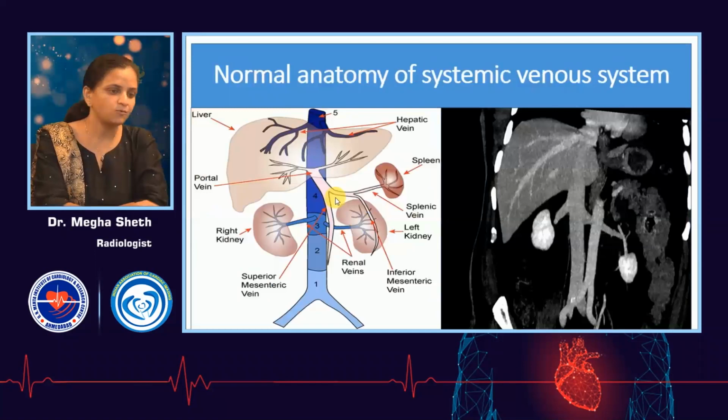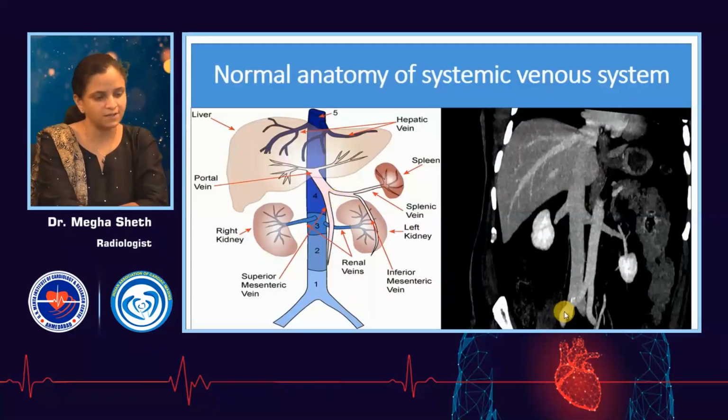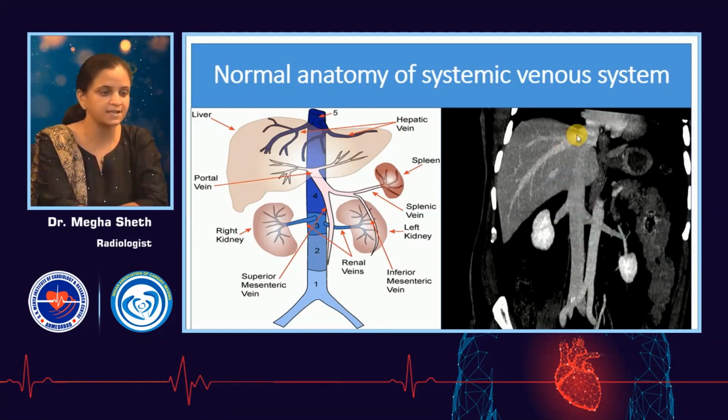Now we see the normal anatomy of the systemic venous system, wherein we have bilateral common iliac veins. They combine to form the inferior vena cava. This is the infrarenal IVC. We have right and left hepatic veins joining. Then we have the suprarenal infrahepatic IVC. This is the hepatic IVC. These are the hepatic veins. Then lastly, the suprahepatic IVC that drains into the right atrium. Here is the schematic representation of the same.